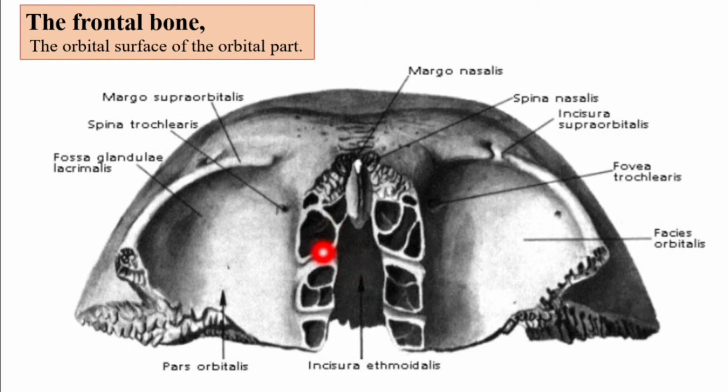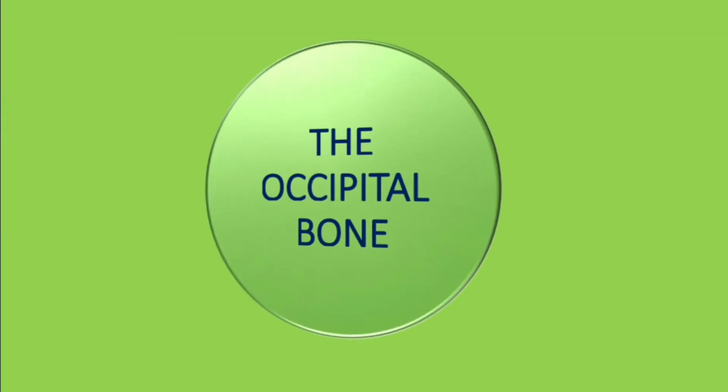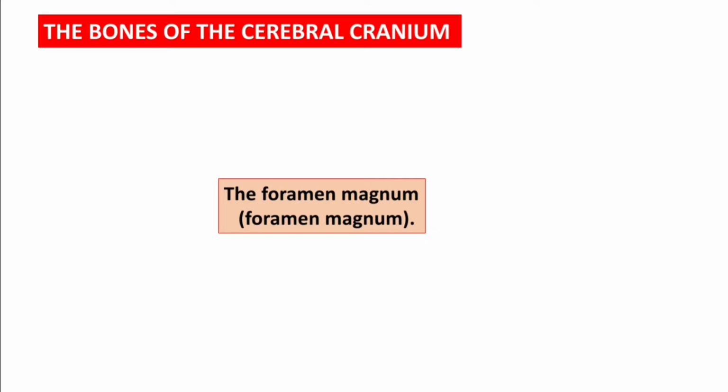And these cells, like they articulate, they belong actually to the ethmoid. So anterior, middle, and posterior ethmoidal cells. That's how it will articulate, right? Okay, so the next bone is the occipital.